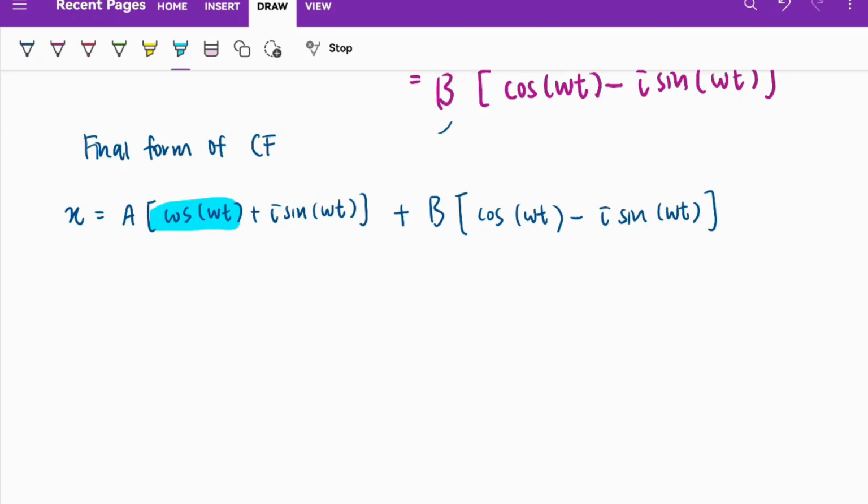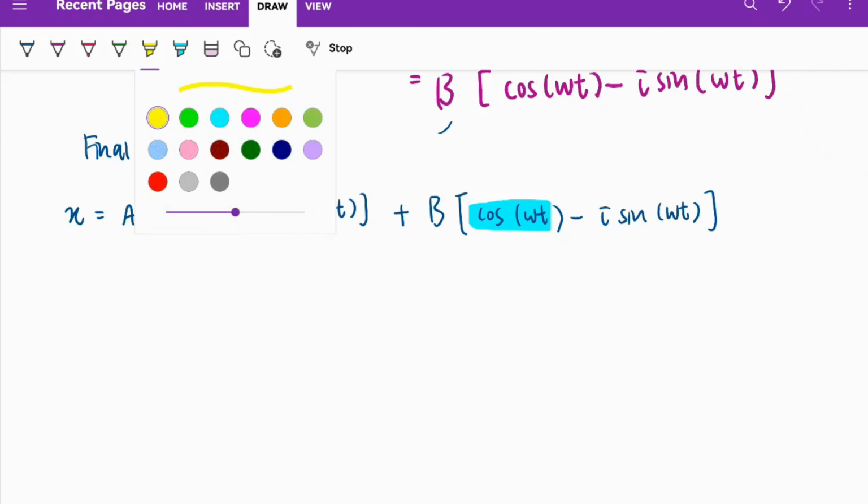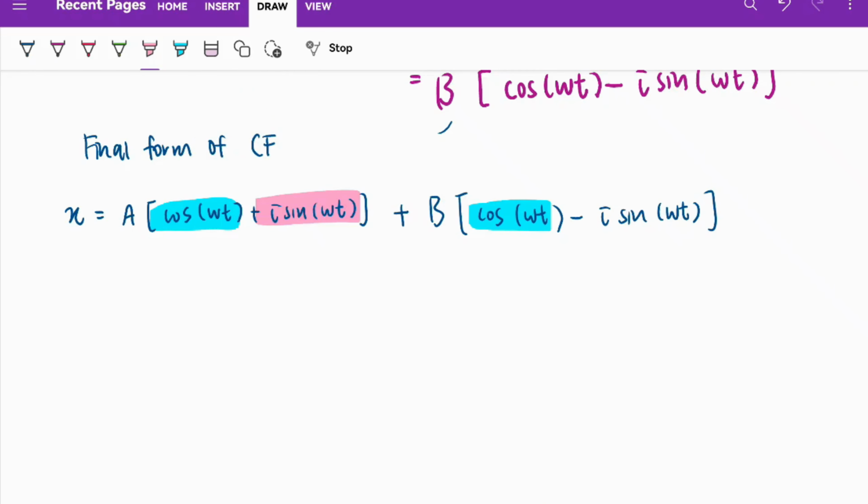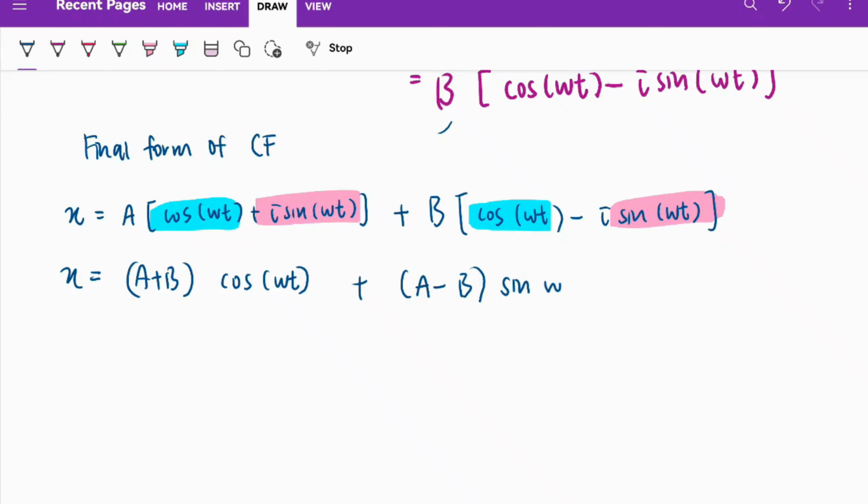Now, what we can do is group the variables. We have cos omega t here, cos omega t here. We have sine omega t here, sine omega t here. Can we do something? Yes, we definitely can do a lot of things with this. Okay, let's group them. A plus B cos omega t, then plus A minus B sine omega t.